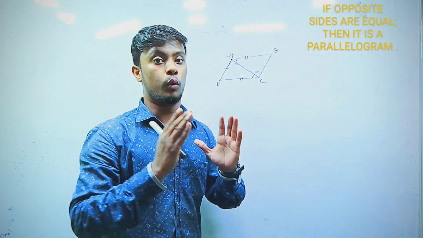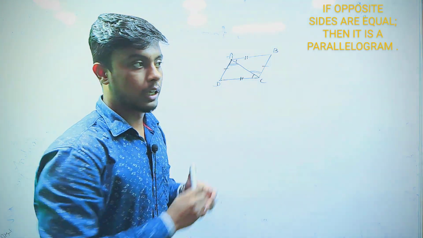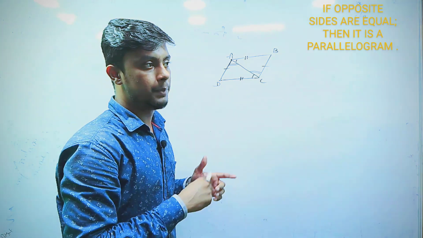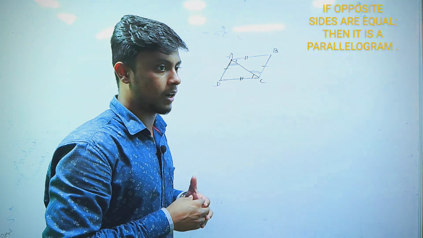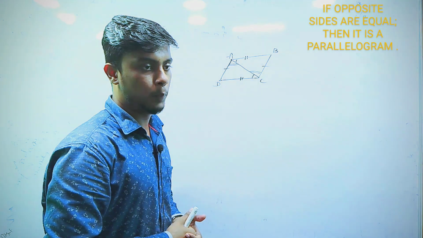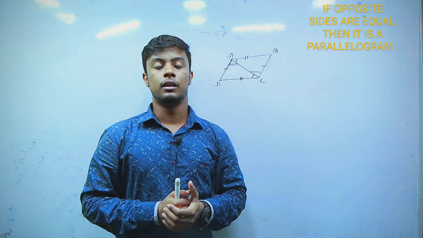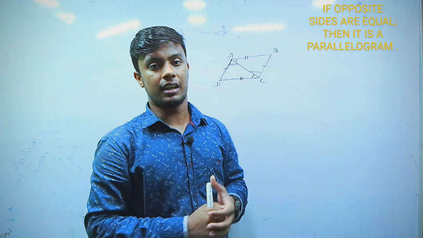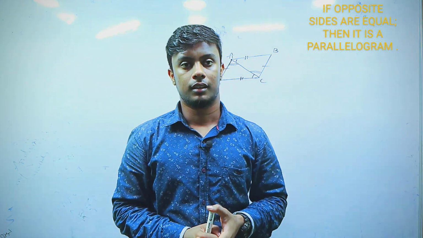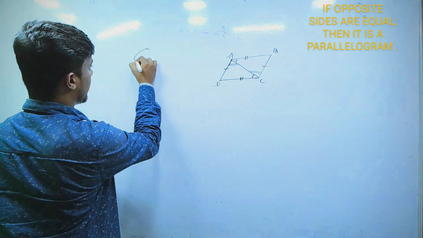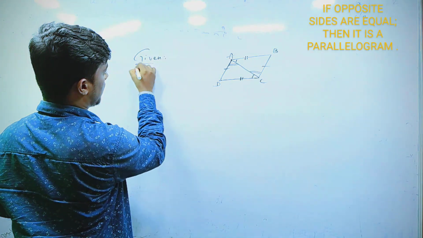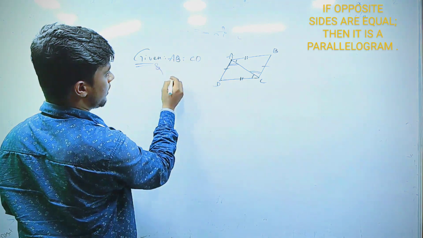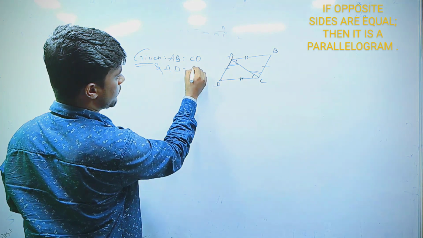Okay, look how we should think. The given is opposite sides are equal, and we know that if opposite sides become parallel then we can say that it is a parallelogram. So as we have to prove that opposite sides are parallel, we have to prove these angles are equal. Look, given AB equals CD and AD equals BC.